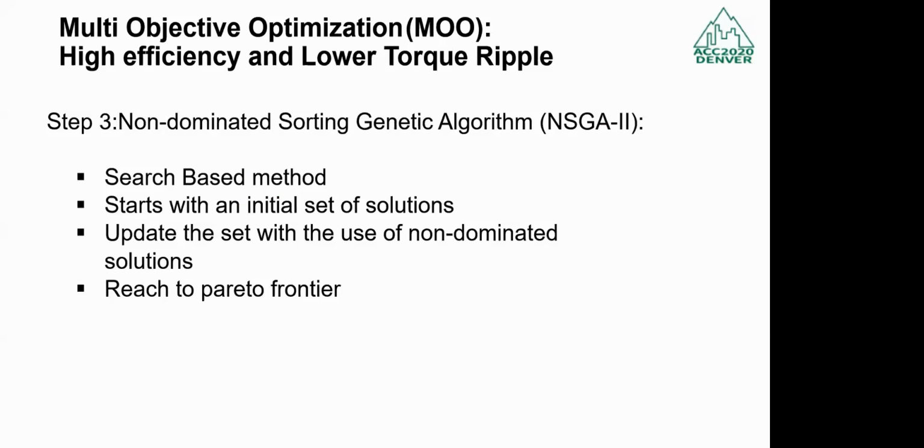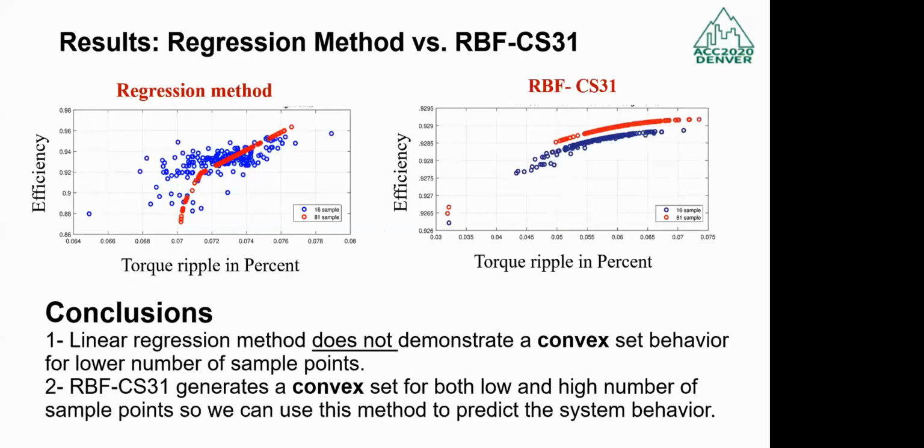The method we use is a non-dominated sorting genetic algorithm, NSGA2, which is a search-based method and starts with an initial set of solutions. Next, it updates the set with the use of non-dominated solutions in order to reach the Pareto frontiers. And here you can see the results for both the linear regression method and RBF CS31.